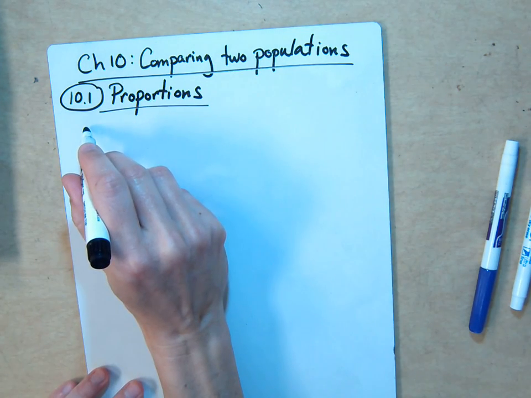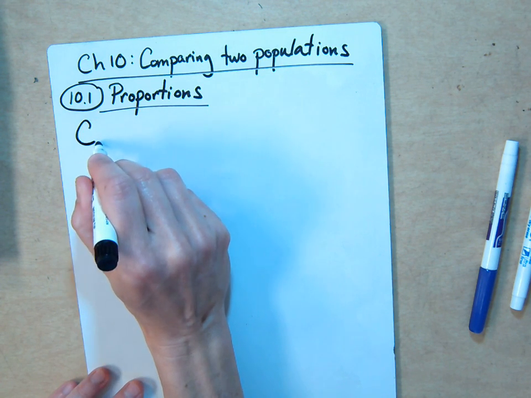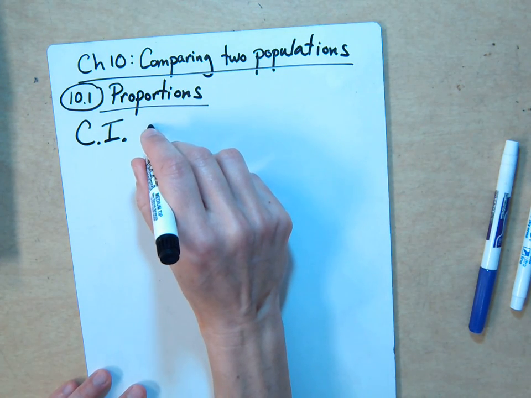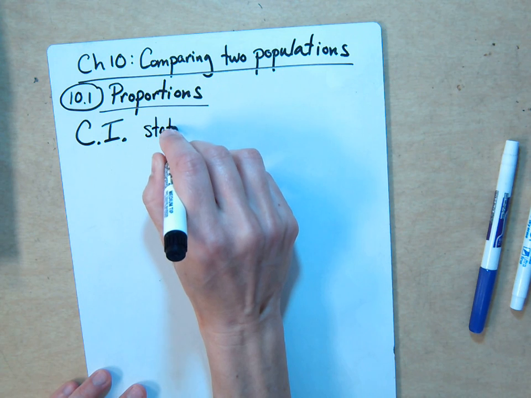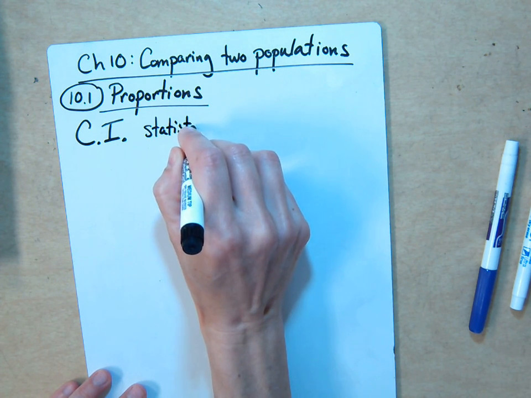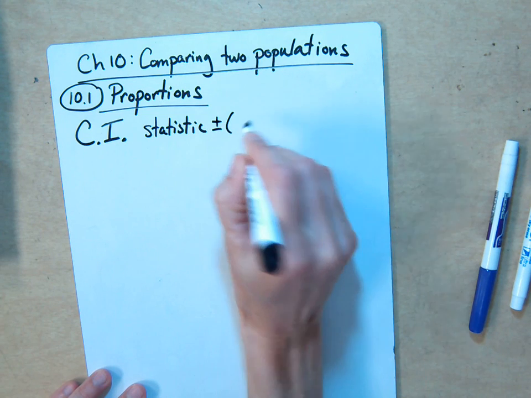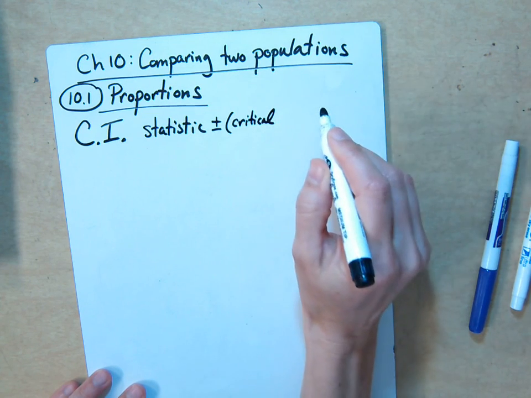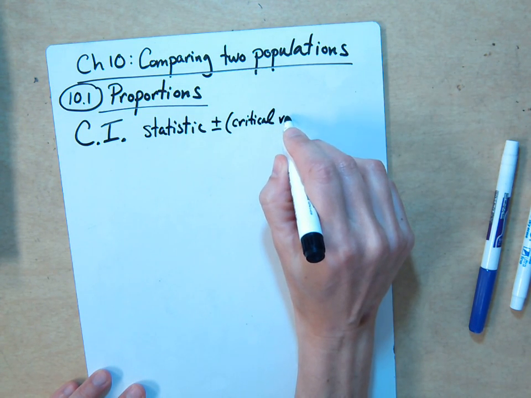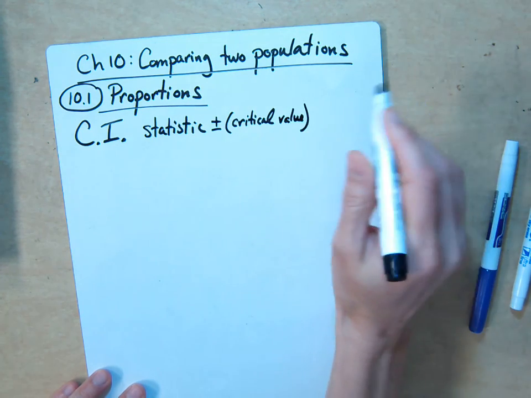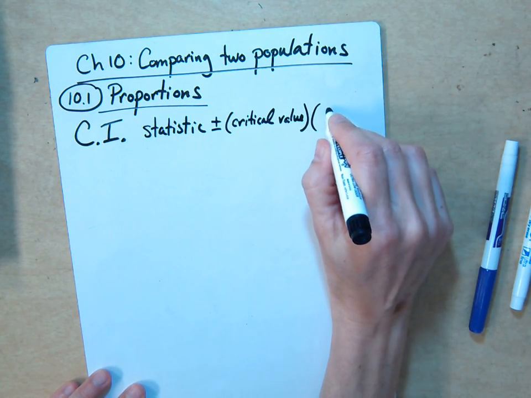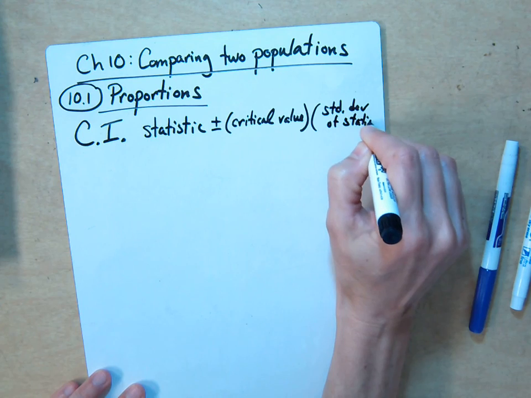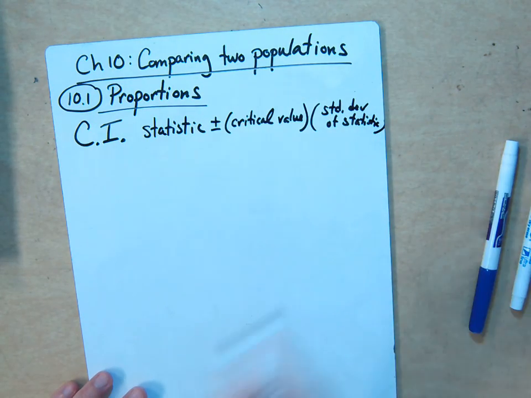So when you're doing a confidence interval, I'll just write CI. You have this formula that says you take your statistic, and then it's plus or minus the critical value. In this case, it's going to be z star because we're doing proportions, but we'll do the example in a second. So plus or minus your critical value times the standard deviation of the statistic. And the statistic in this case is the difference of two proportions.